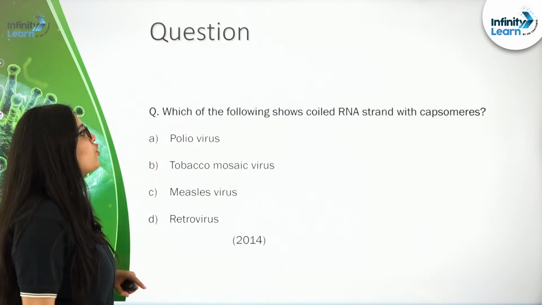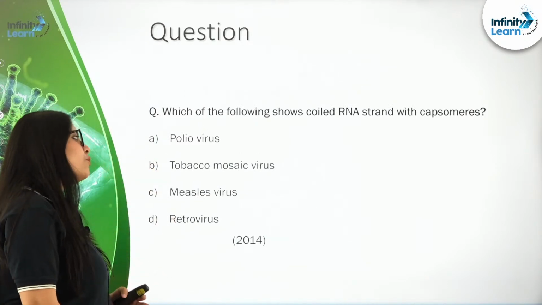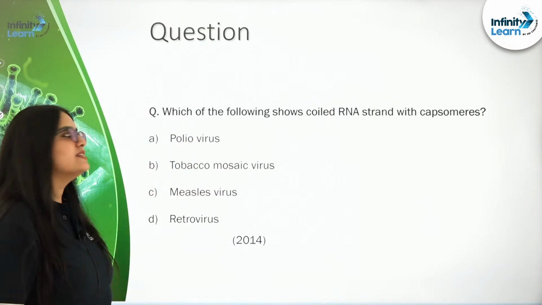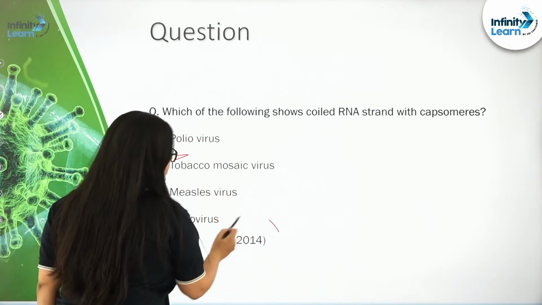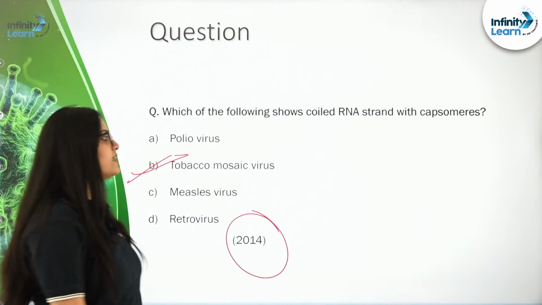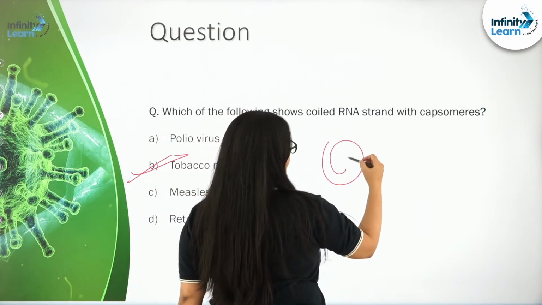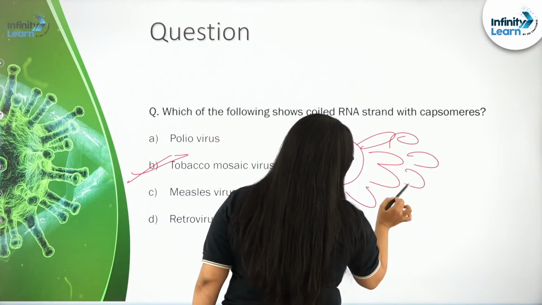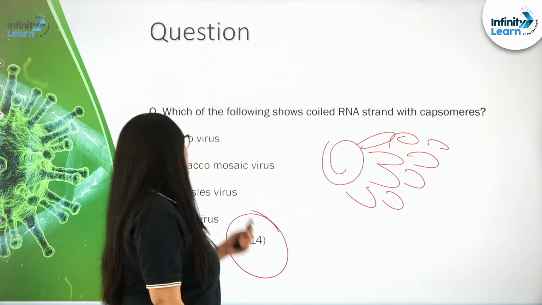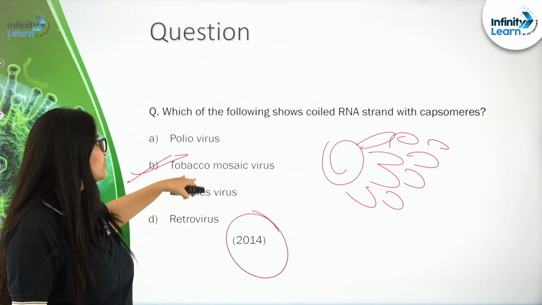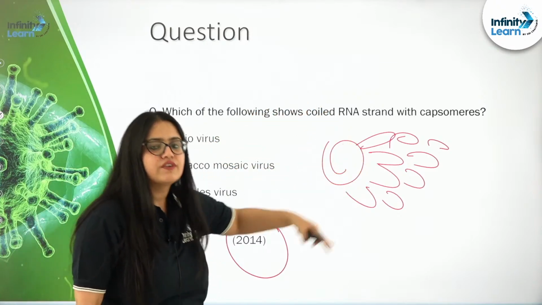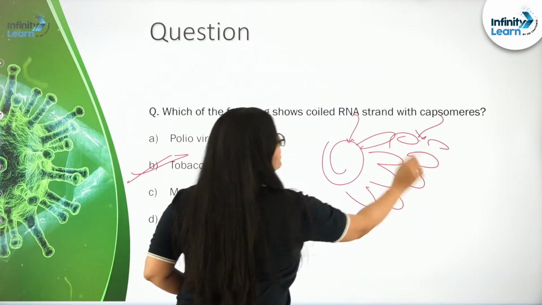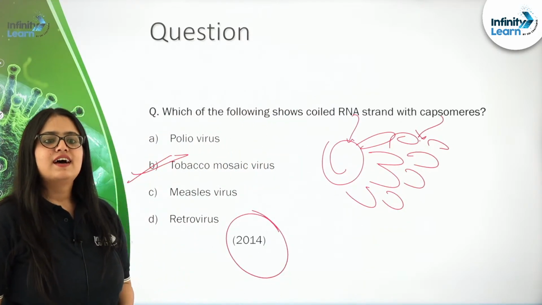Which of the following shows coiled RNA strand with capsomere? This is in fact, students, the virus image that is even given in your NCERT. This is tobacco mosaic virus, asked in 2014, right? It has a spiral RNA, and here there are several capsomeres. So this is the image of tobacco mosaic virus. This image is also given in NCERT and it shows a coiled RNA strand with several capsomeres, right, kids?